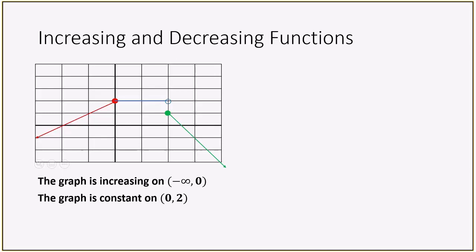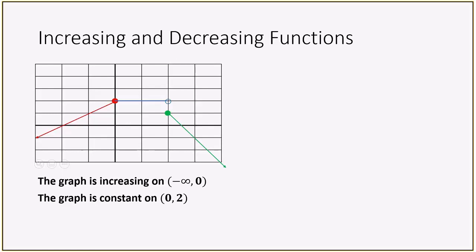We say a graph is constant if it's not changing at all. If he's not having to climb a mountain or falling down a slope or anything like that, he just has a nice level playing field. And so that happens on 0 to 2 in the graph. And again, those are my x values. That's my x value interval. So it starts from that red dot and goes all the way to the empty dot on the right side. And it's that blue segment.